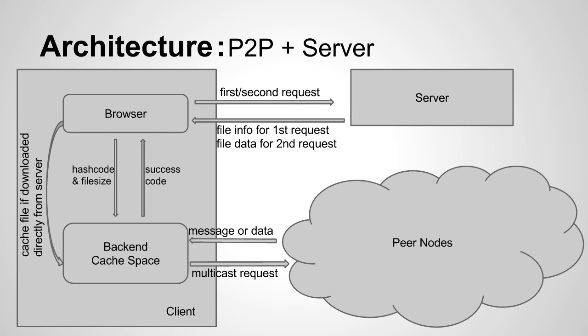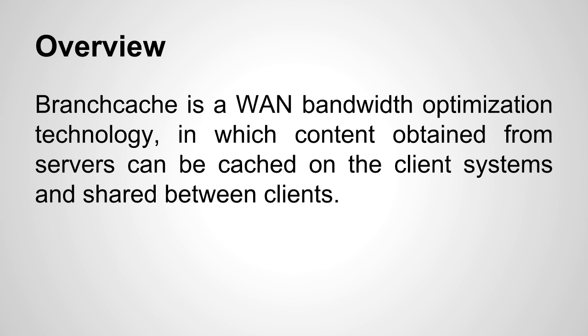This is our architecture. When a client wants to download some resource from the server, the server will reply with the file information for the first request, which includes the hash code and file size. With this information, the client can first check whether this file has been cached before. If not, it will multicast the request to the peer nodes to see whether it can get the resource directly from its peers. If it can't, then it will download the file from the server directly and cache it to use in the future.